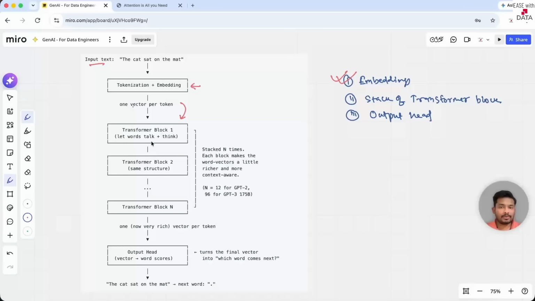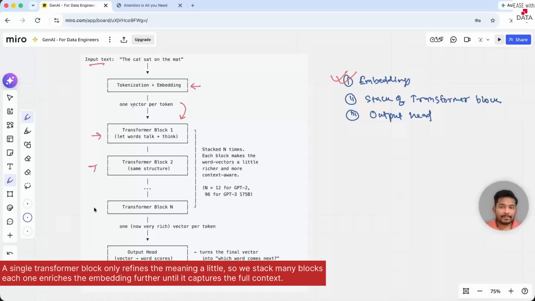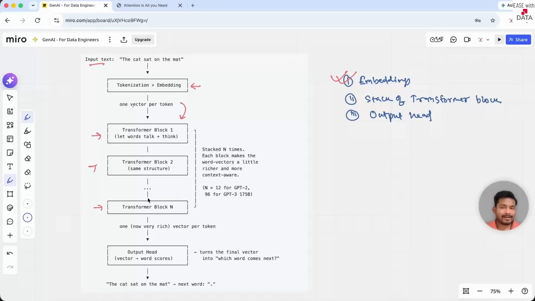Now within a transformer, there are multiple transformer blocks stacked on each other to make sure that each of the embeddings becomes rich and context aware. So you can see there is one block here, a second block here, and similarly there are multiple blocks stacked on each other. For GPT-2, around 12 blocks are stacked on each other. For GPT-3, that count is 96. And we are going to talk about this in detail in a few minutes.